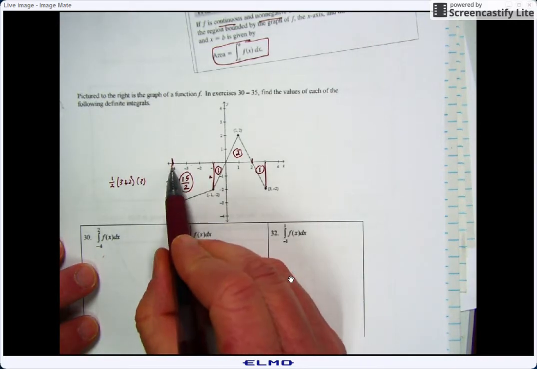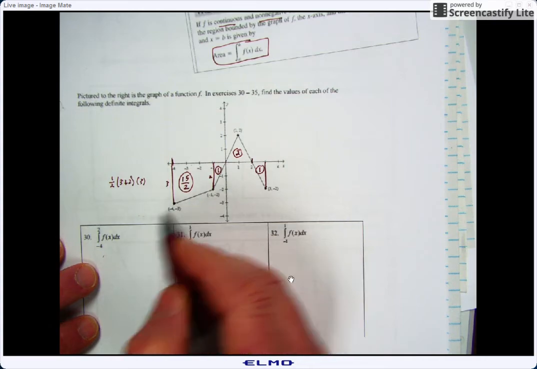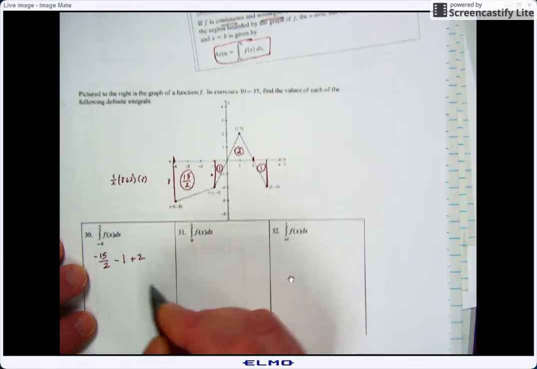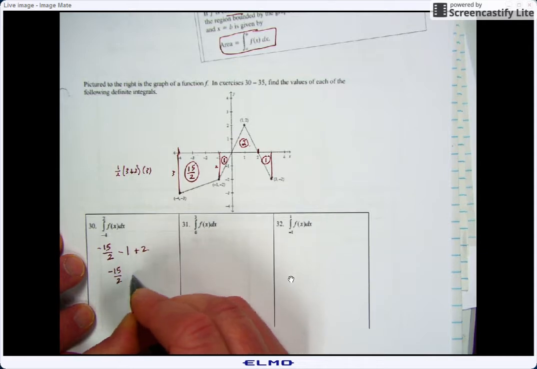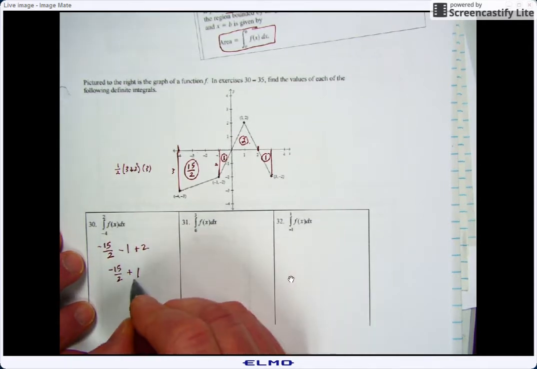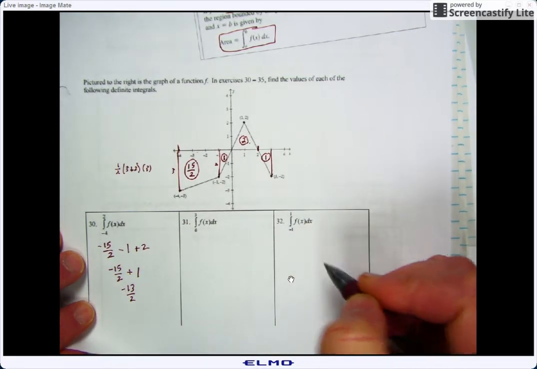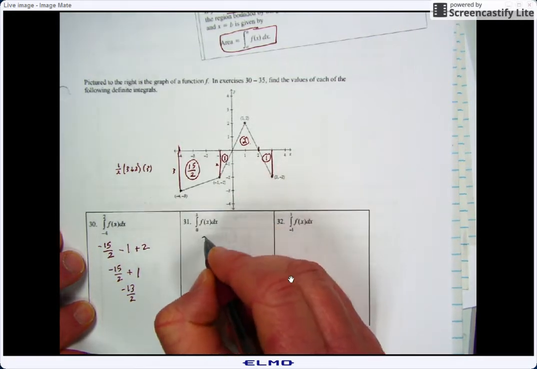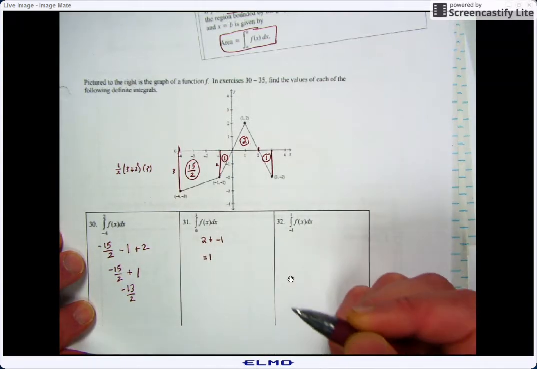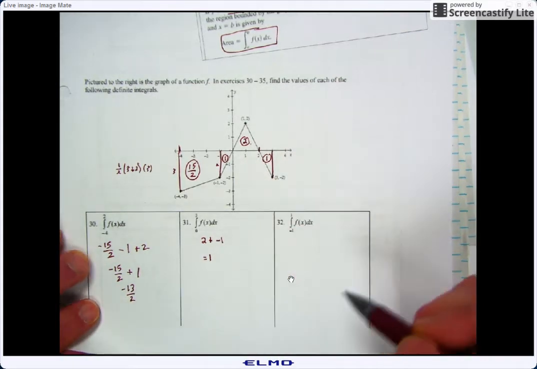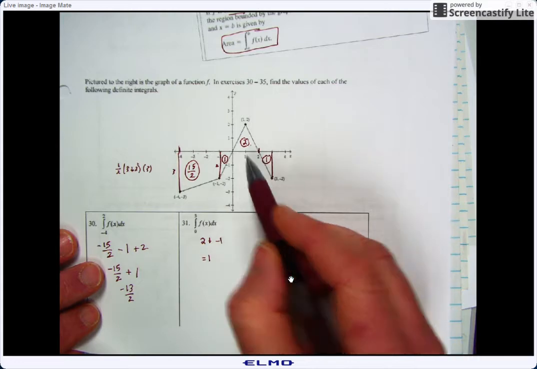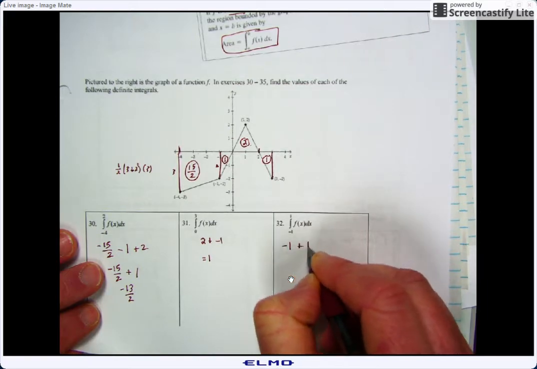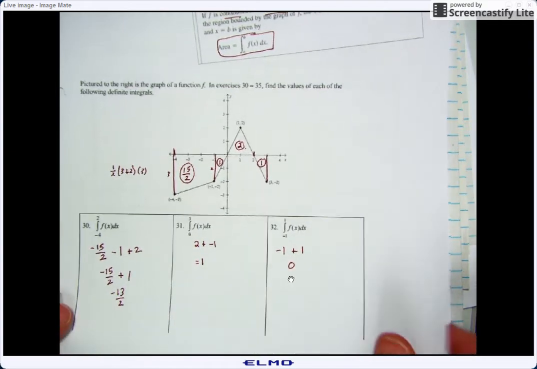So if we're going for the integral from -4 to 2, we have -15 halves, -1, and +2. So that's -15 halves plus 1, which is 2 halves. So that would be -13 halves. The integral from 0 to 3 would be going left to right, +2 and -1. That value would be 1. If we were finding the area, we'd think about absolute value, but we're finding the value of the integral. From -1 to 1, the little triangle right there would be 1. So that would be -1 plus 1, which is 0. So those are 3 values you can find using that graph.